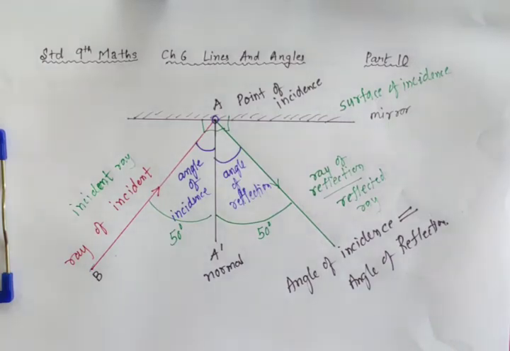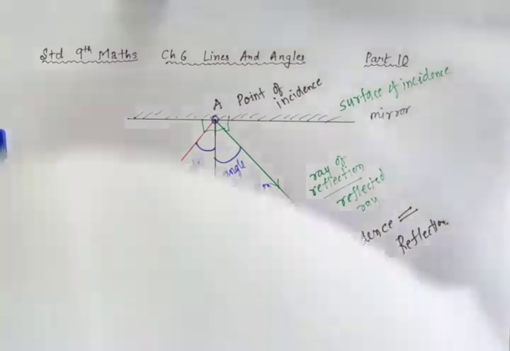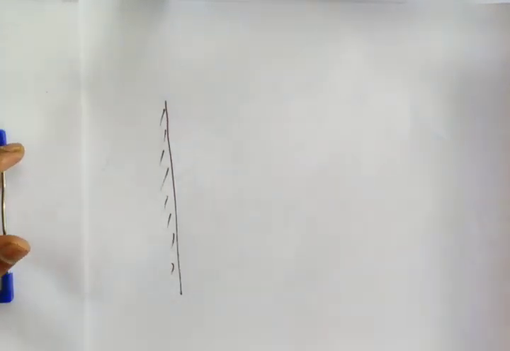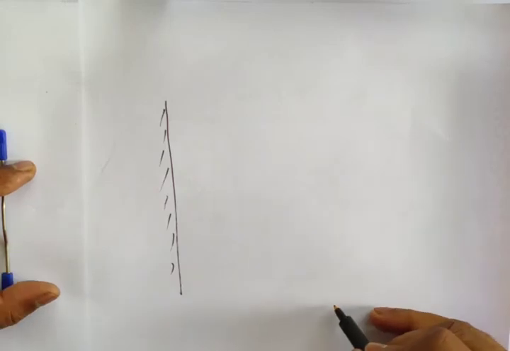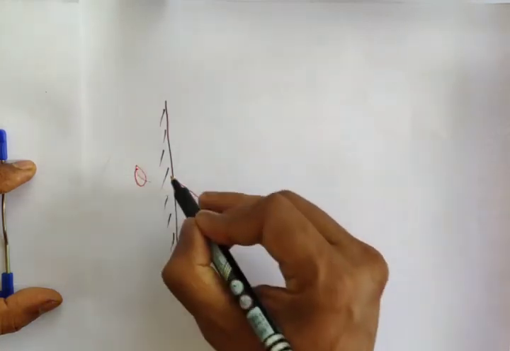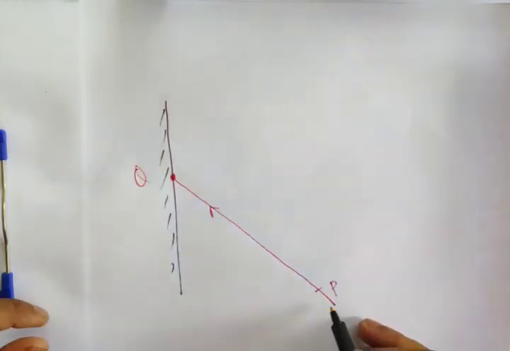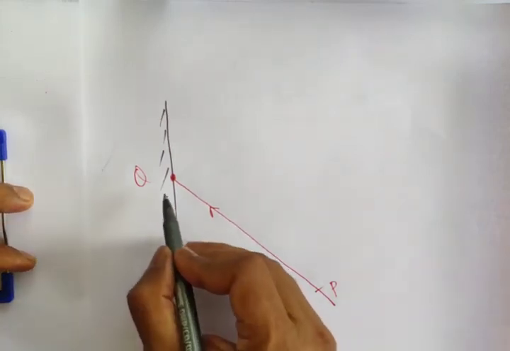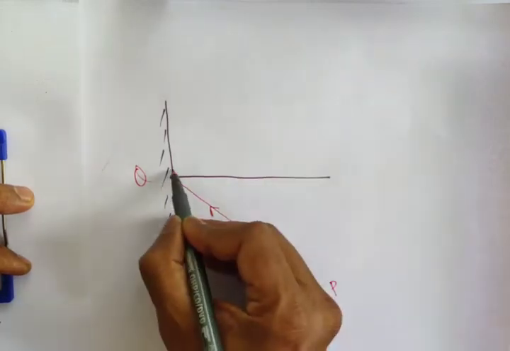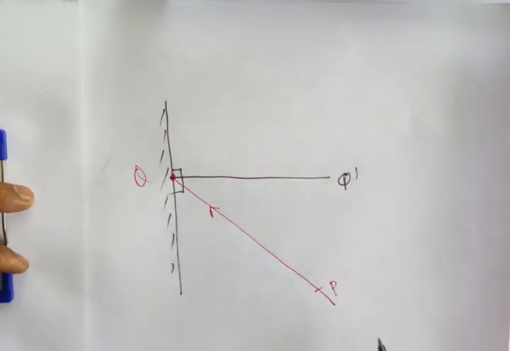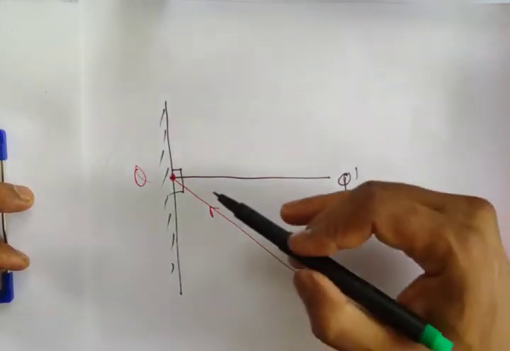I'll show you one more thing here. Let's say the mirror is like this, right? Now the ray of light propagates in this way, and let's say this is P and this is Q. So Q is the point of incidence. Ray PQ is the ray of incidence, correct? At Q, I'm going to draw the normal. Let me say this is Q dash. Q dash is the normal. Children, where will the reflected ray move?